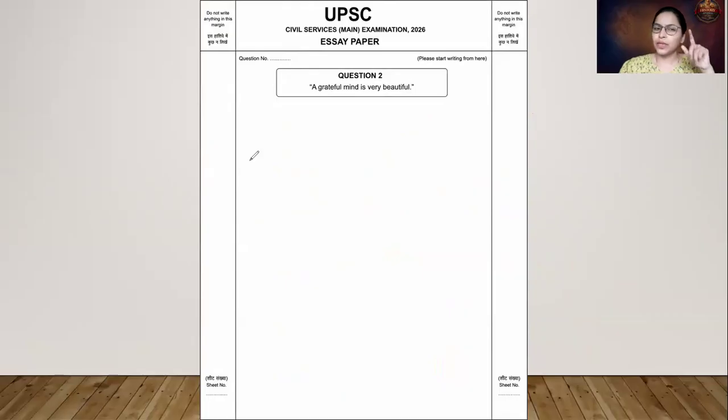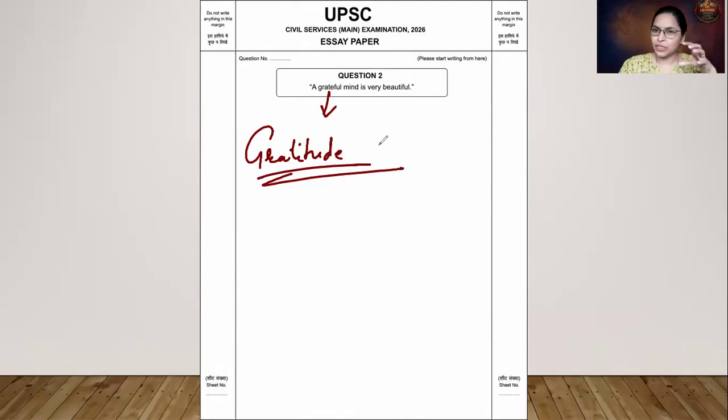So the next topic is: a grateful mind is very beautiful. Now, this seems to be a very simple line. A grateful mind is very beautiful. What do you mean by grateful mind? A grateful mind means a person who always acknowledges others' efforts. Okay. That is gratitude. So, acknowledging, expressing gratitude, saying thank you. Okay. So, such a mind which always expresses gratitude, says thank you, such a mind is a very beautiful one.